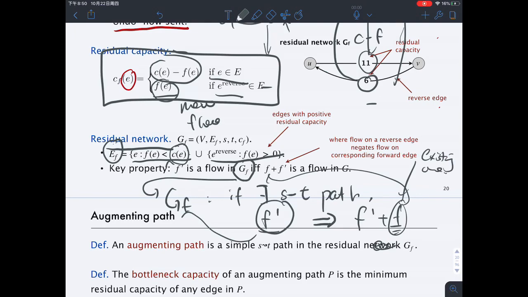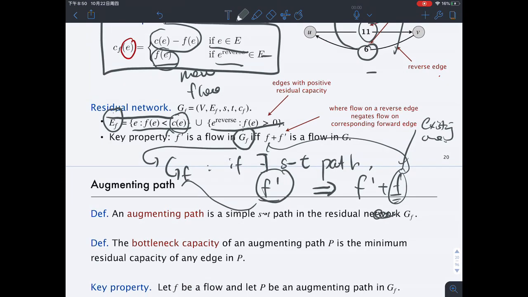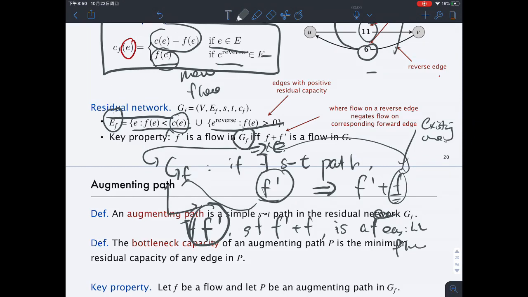And similarly, this is an if and only if, so that means both directions hold. For any flow f prime such that after we add this new flow to the existing one it is still a feasible flow, that also means that f prime will be a feasible flow on its own in the residual graph. So basically that means that we have found an optimum solution if and only if, in the residual graph, s and t are disconnected from each other.